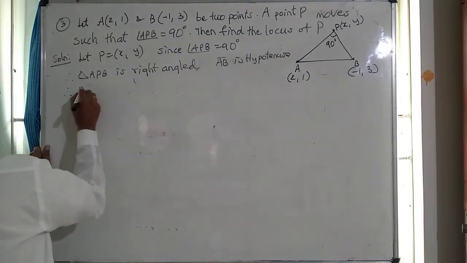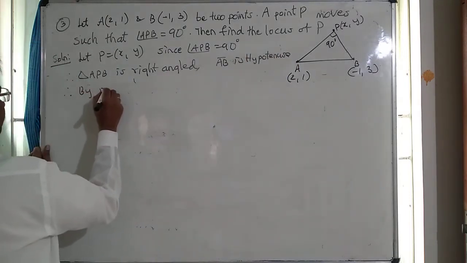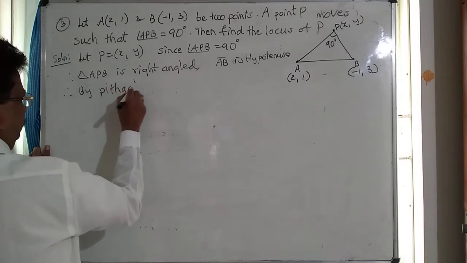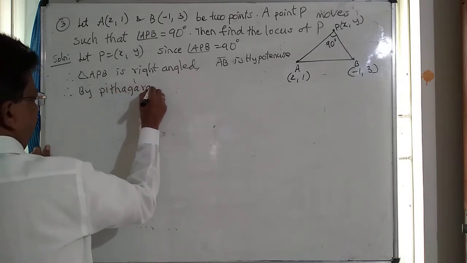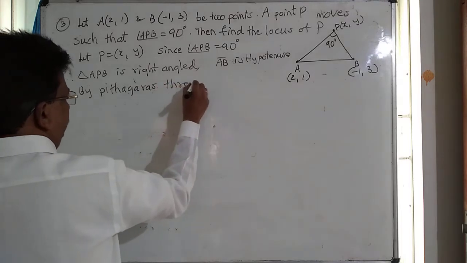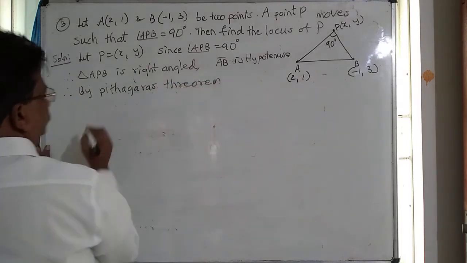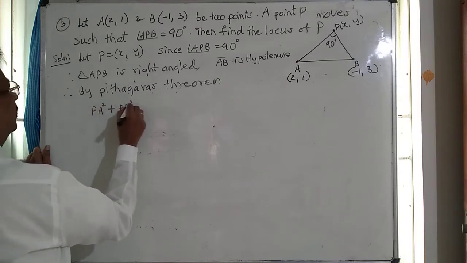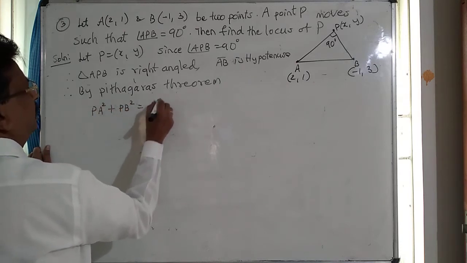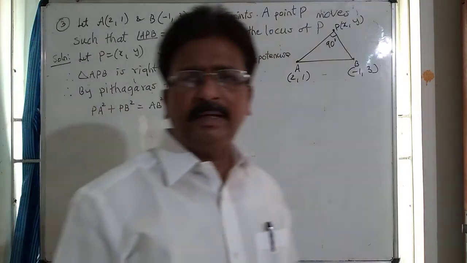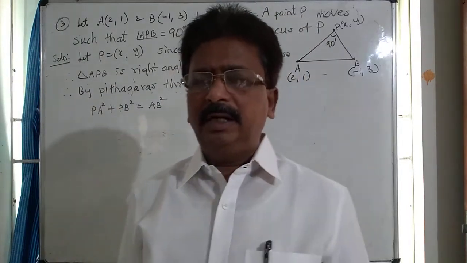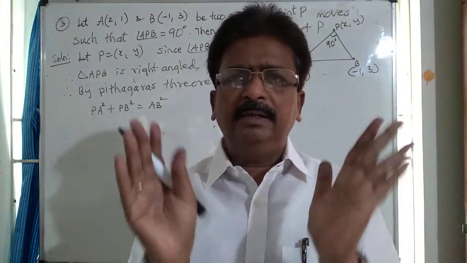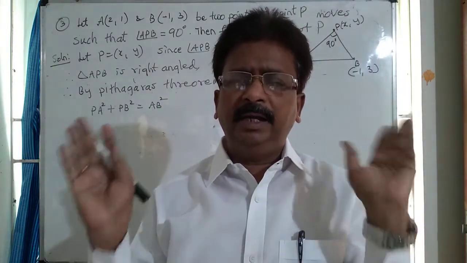Therefore, by Pythagoras theorem, PA square plus PB square is equal to AB square. This is the Pythagoras theorem. So let us put the values of them. PA square value. PA represents the distance between P and A.